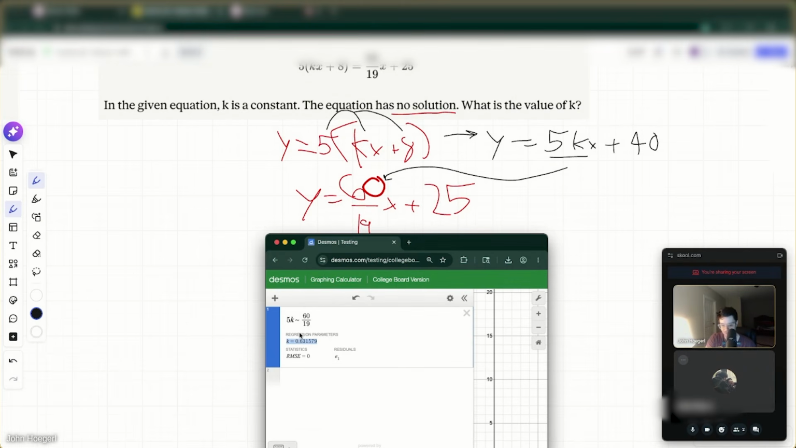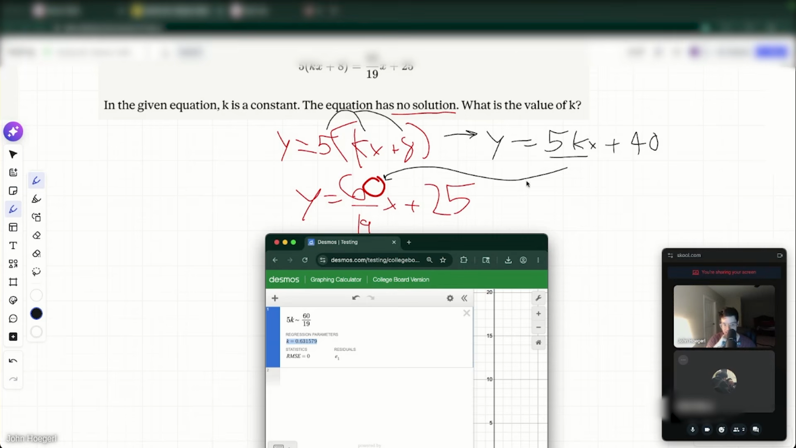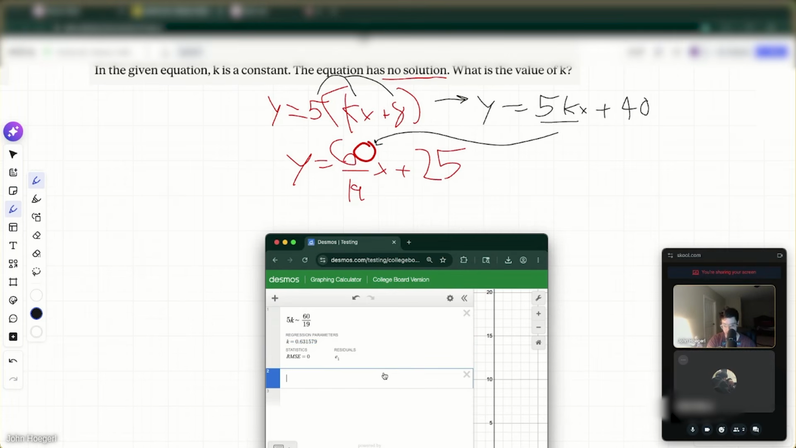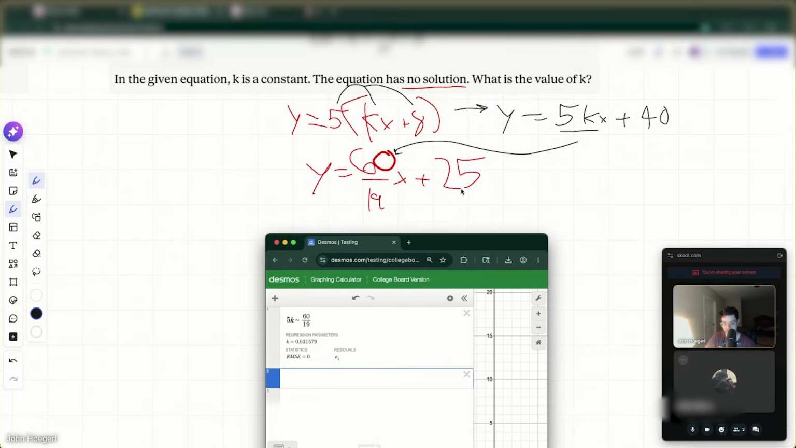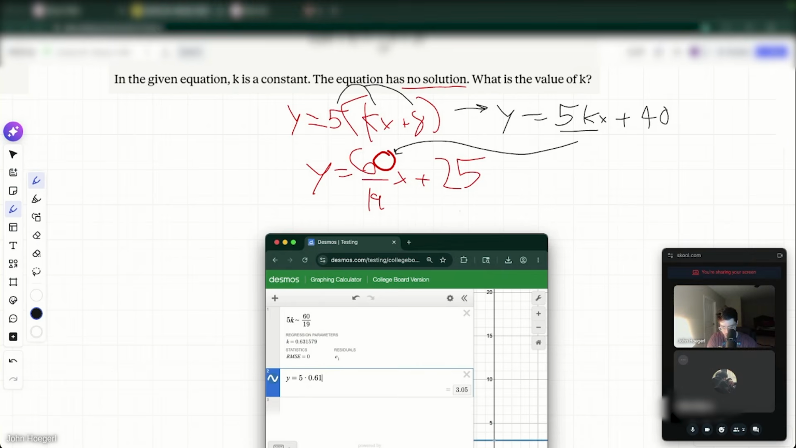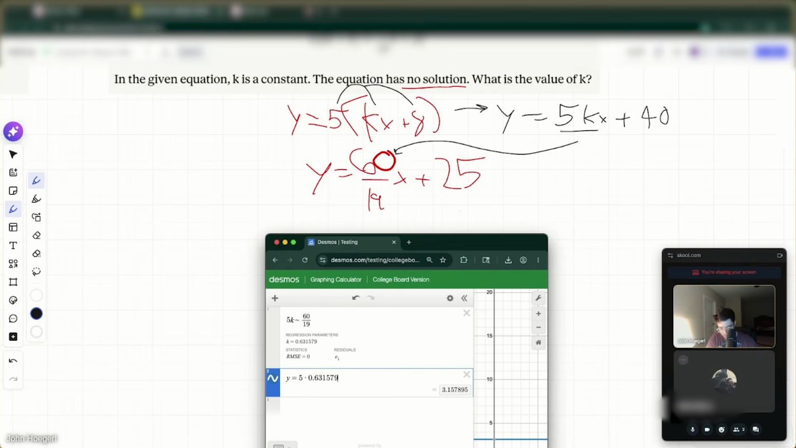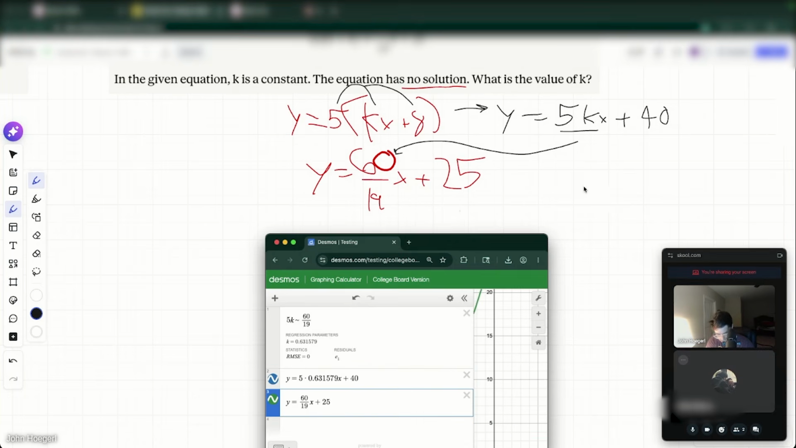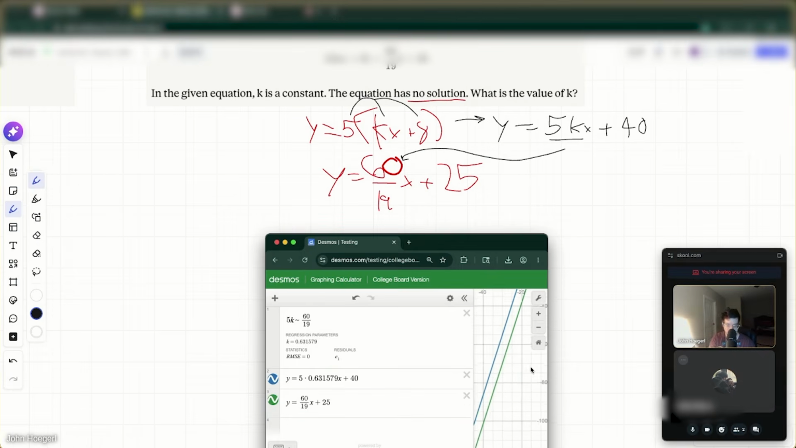With that in mind, we just have the value here, 0.631579, because these things must be exactly the same. The only thing that must change is the constant. So it doesn't matter that this is 40 and this is 25. We just know that this must be that. And if we want to check to make sure that this actually does work, we could put in these two exact things. I could put here y is equal to 5 times (0.631579x plus 8), which is 40, and then y is equal to 60 divided by 19 x plus 25. Now let's just make sure they never intersect each other a single time. So therefore, these would have no solution.